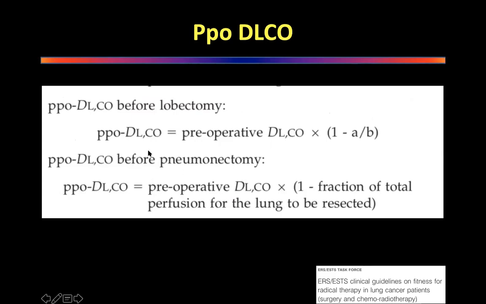And the same thing you can put in DLCO. When we do for lobectomy, we use 1 minus A upon B. And for pneumonectomy, we use a fraction of the total perfusion of the lung to be resected. So we actually use a perfusion scan, or a ventilation scan, to give us an idea of what is the perfusion of that lung, how much of it we're going to take out, and depending upon that, we then calculate the post-operative predicted DLCO.